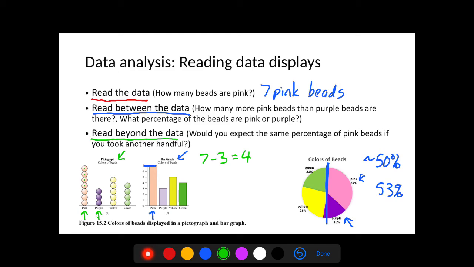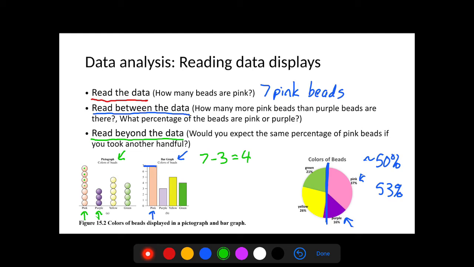Another thing we might do is read beyond the data. This often takes advantage of additional knowledge that you might have. So the question: would you expect the same percentage of pink beads if you took another handful? Well, I might have some knowledge of that bin of beads. If I know the bin of beads is well mixed, then probably a second handful will look like the first handful, and I would expect to have the same percentage of pink beads.